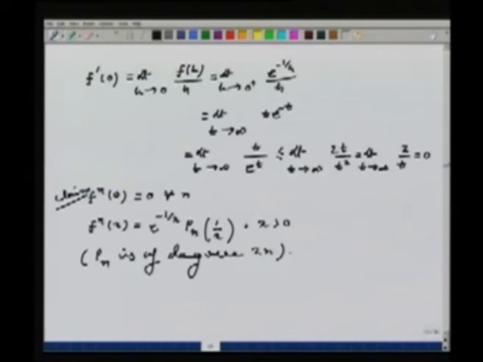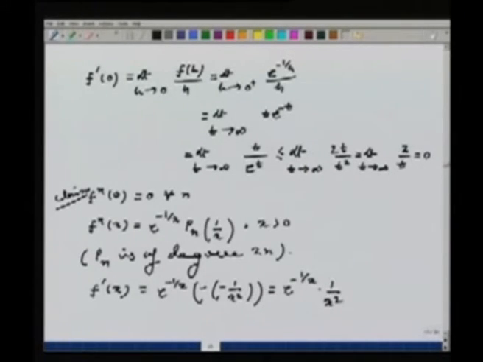So let us see whether the thing is true for n equals 1. The first one we have seen, that f prime of 0 is 0. So what is f prime at x if x is positive? We can just simply differentiate. It is e to the power minus 1 by x times the derivative of minus 1 by x, that is minus of minus 1 by x square, which is e to the power minus 1 by x into 1 by x square.